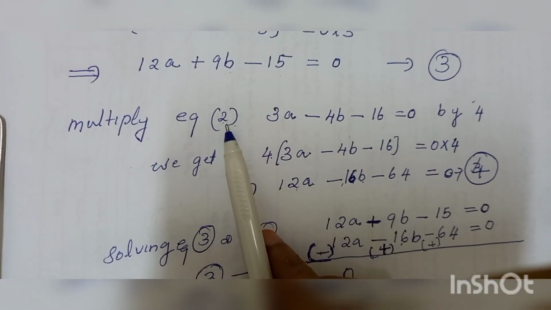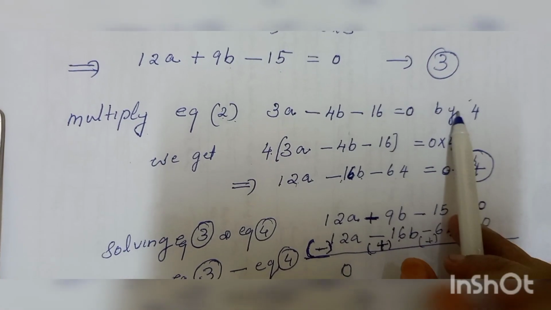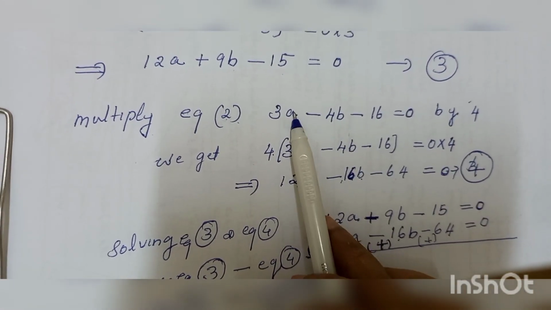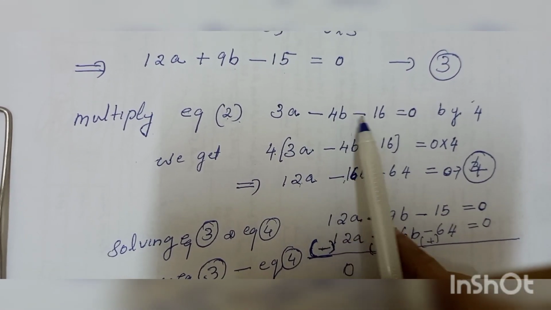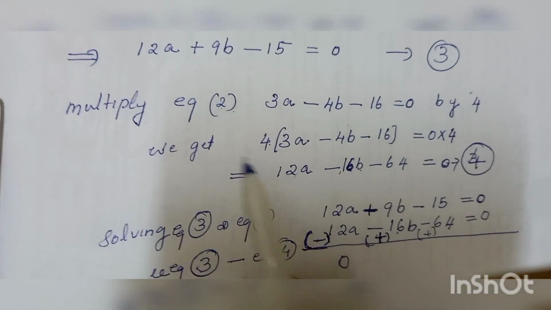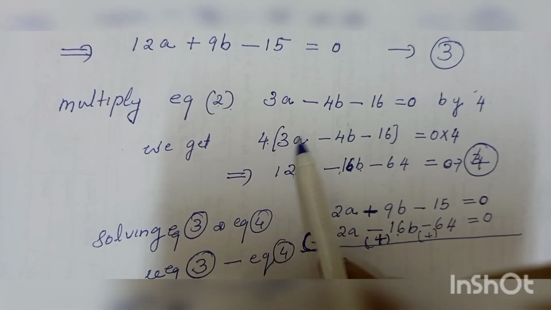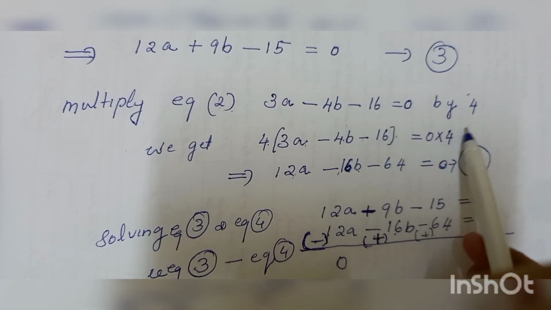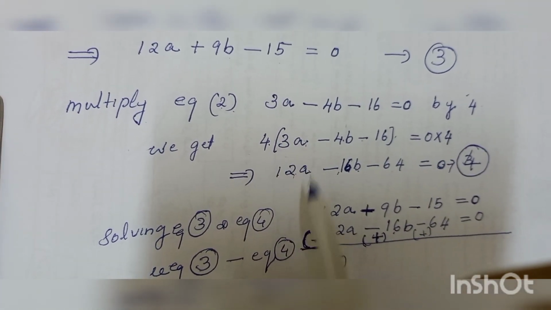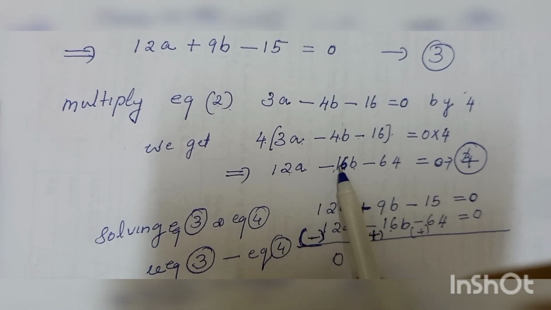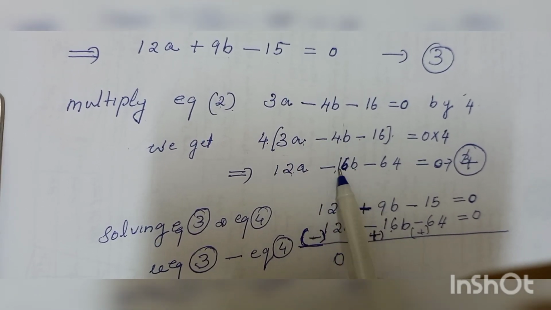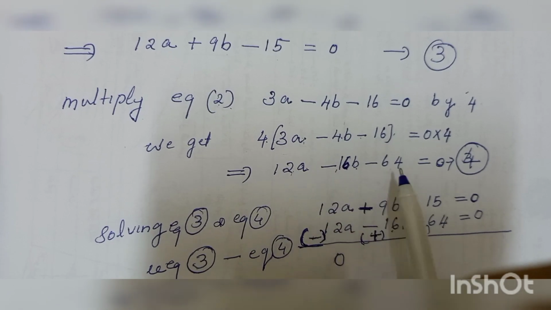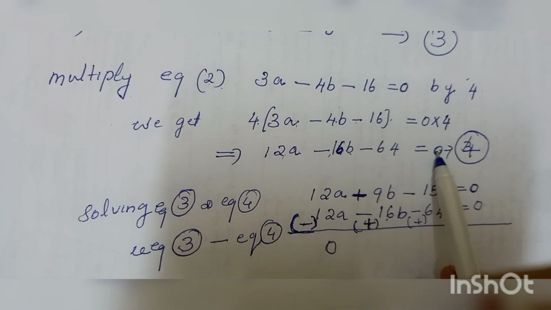Multiply equation 2 by 4. So what is the equation here? 4 in bracket (3a minus 4b minus 16), which is equal to 0 into 4. So here we get 12a minus 16b minus 64, which is equal to 0.